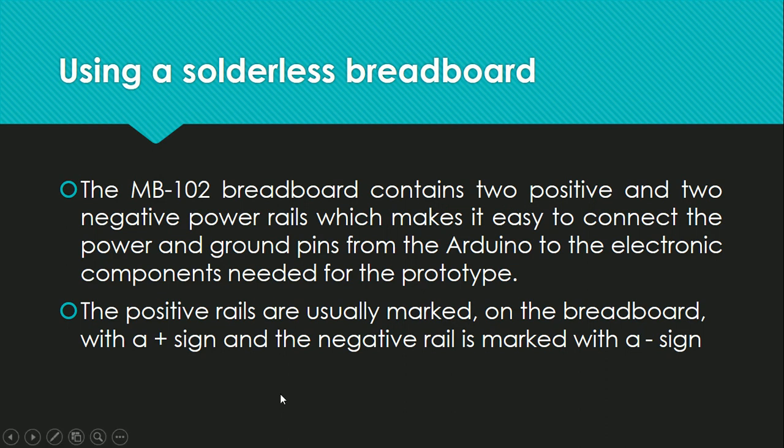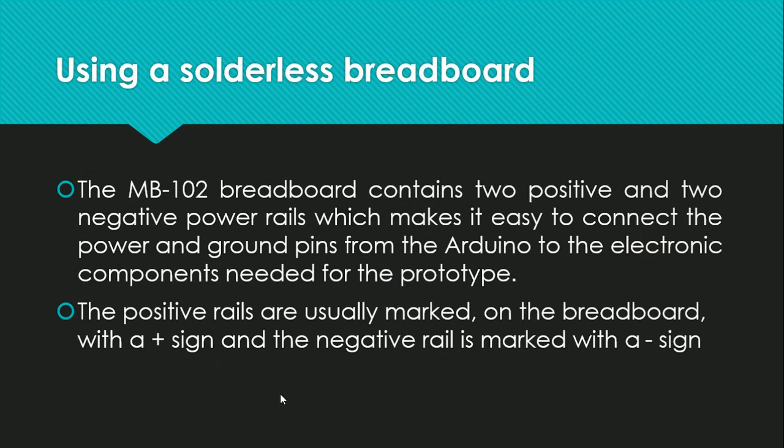Okay, next, the MB102 breadboard contains two positive and two negative power rails, which makes it easy to connect the power and ground pins from the Arduino to the electronic components needed for the prototype. The positive rails are usually marked on the breadboard with a plus sign and the negative rail is marked with a negative sign. As I've said in the previous slide, positive is red and negative is blue on those types of breadboard.